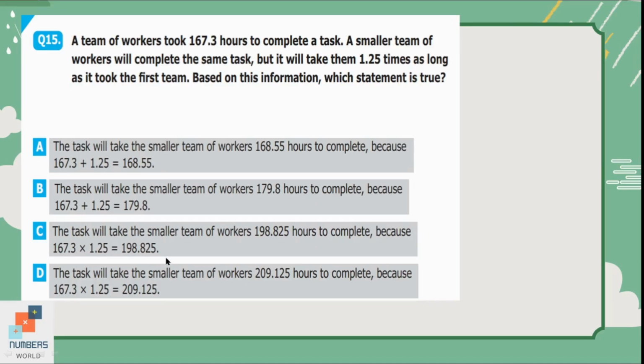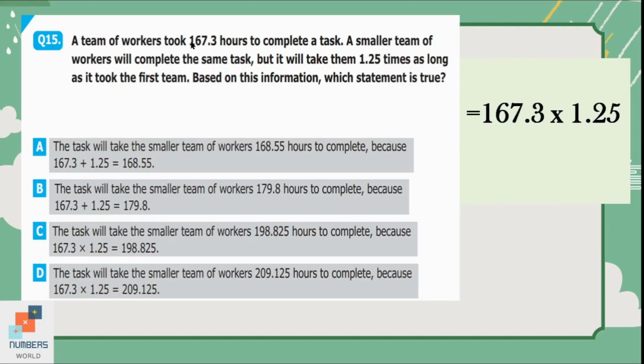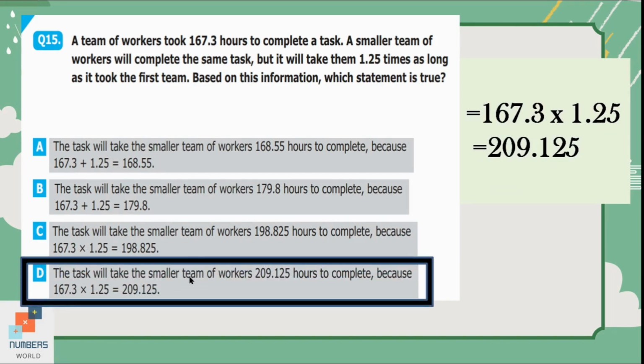So if we look at all our options, we have to find out the total number of hours that the smaller team of workers will take to complete the same task as the team of workers took. To find that out, we will simply multiply the number of hours that the team of workers took, which is 167.3, by 1.25. So the answer is 209.125 hours. So option D is the correct one. The task will take the smaller team of workers 209.125 hours to complete because 167.3 multiplied by 1.25 is equal to 209.125.